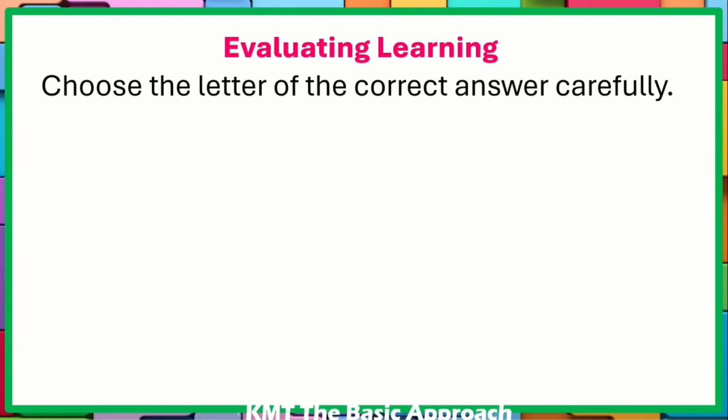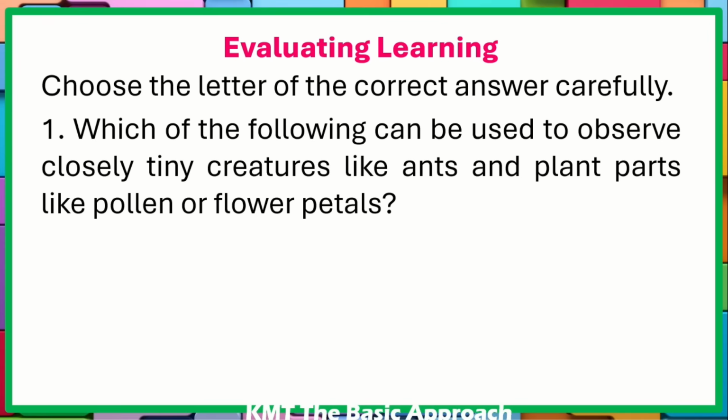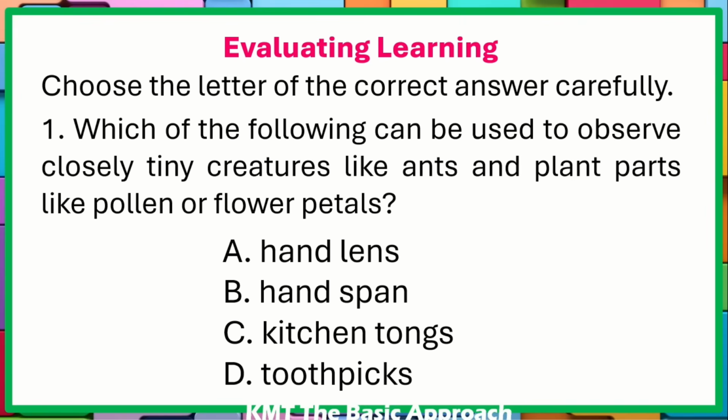Evaluating learning. Choose the letter of the correct answer carefully. Number 1. Which of the following can be used to observe closely tiny creatures like ants and plant parts like pollen or flower petals? A. Hand lens. B. Hand span. C. Kitchen tongs. D. Toothpicks. What is the correct answer? Great! The correct answer is letter A. Hand lens.